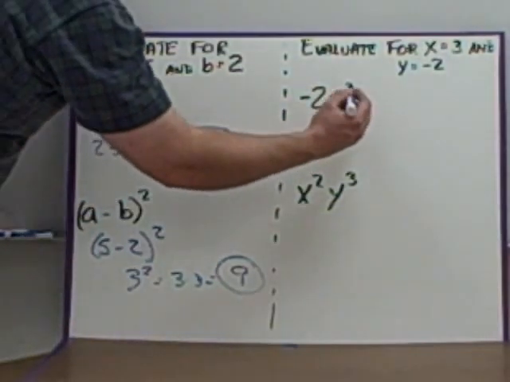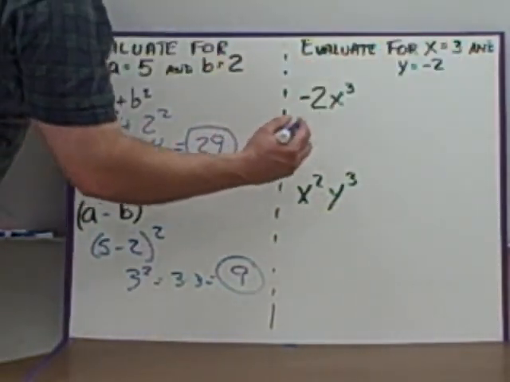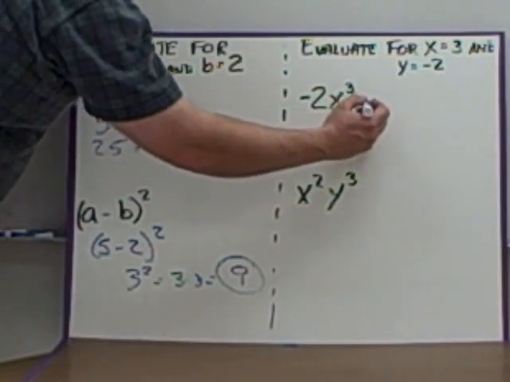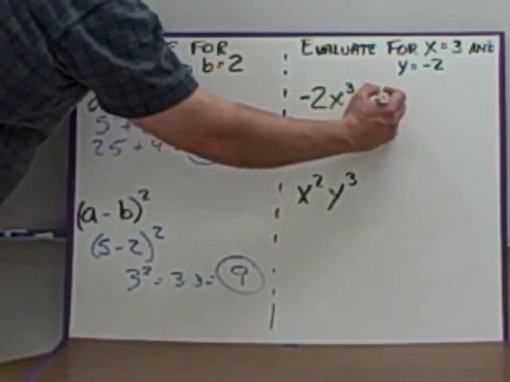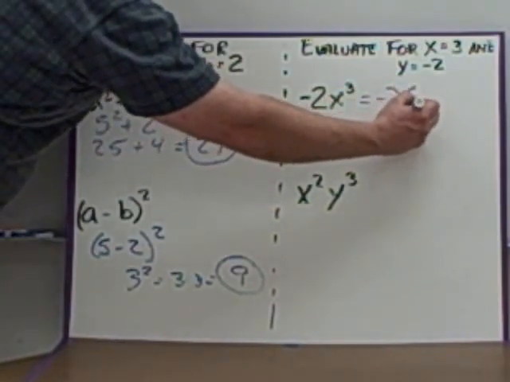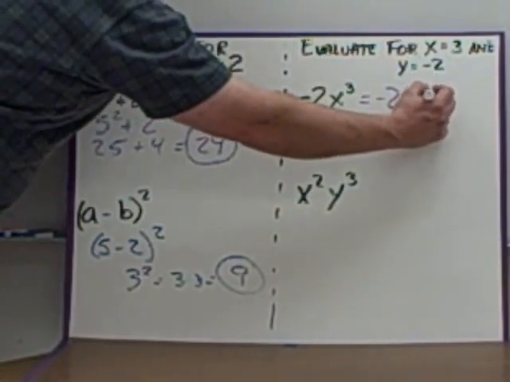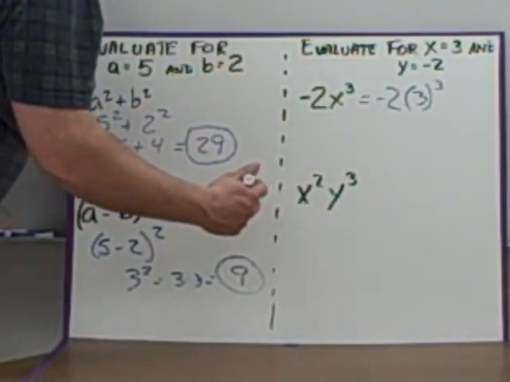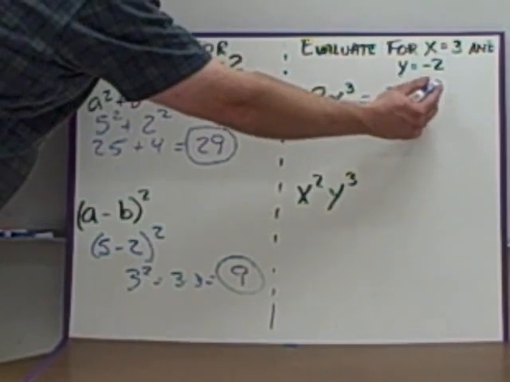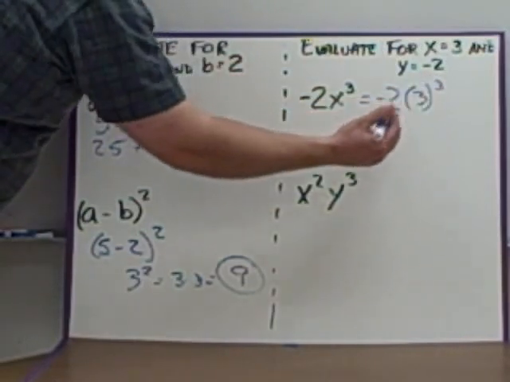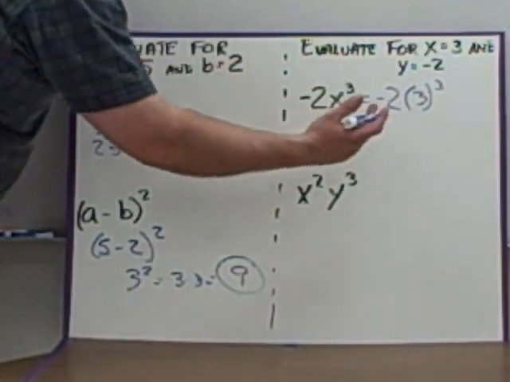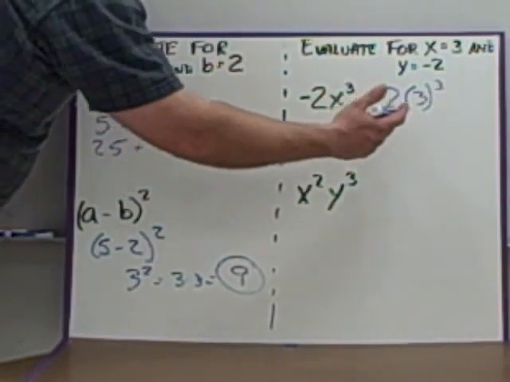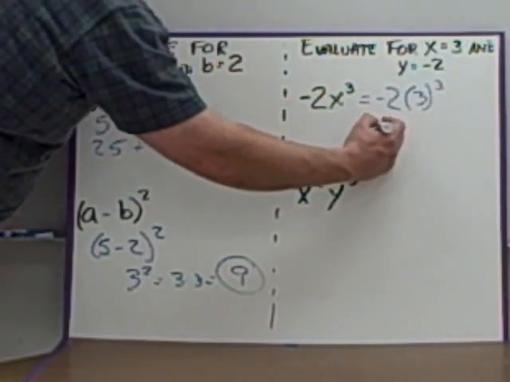Over here, we're going to evaluate for x equals 3 and y equals negative 2. So for that, first thing you do is you got to plug it in. Negative 2 times 3 cubed. 3 cubed, exponents get done first. 3 to the 3rd power is 3 times 3 times 3. 3 times 3 is 9. Times 3 again, you get 27.